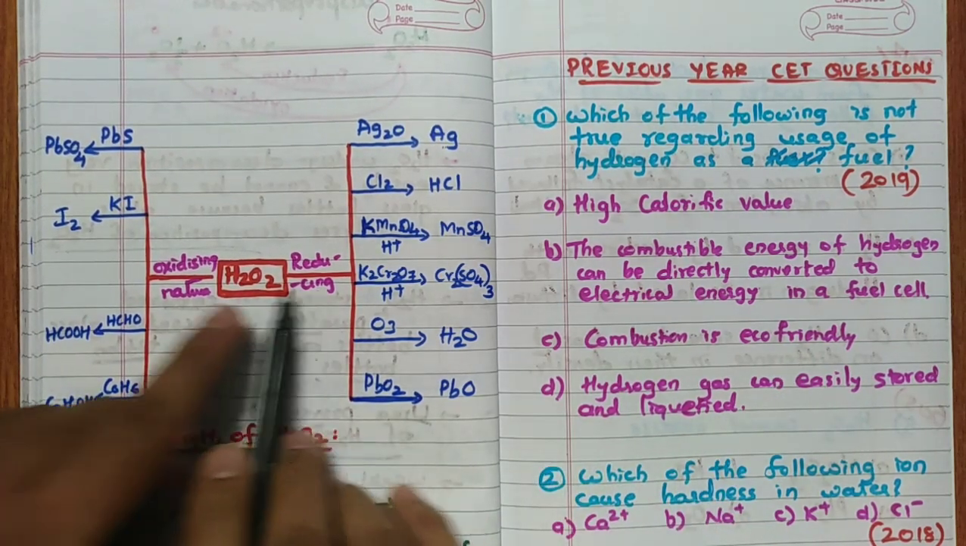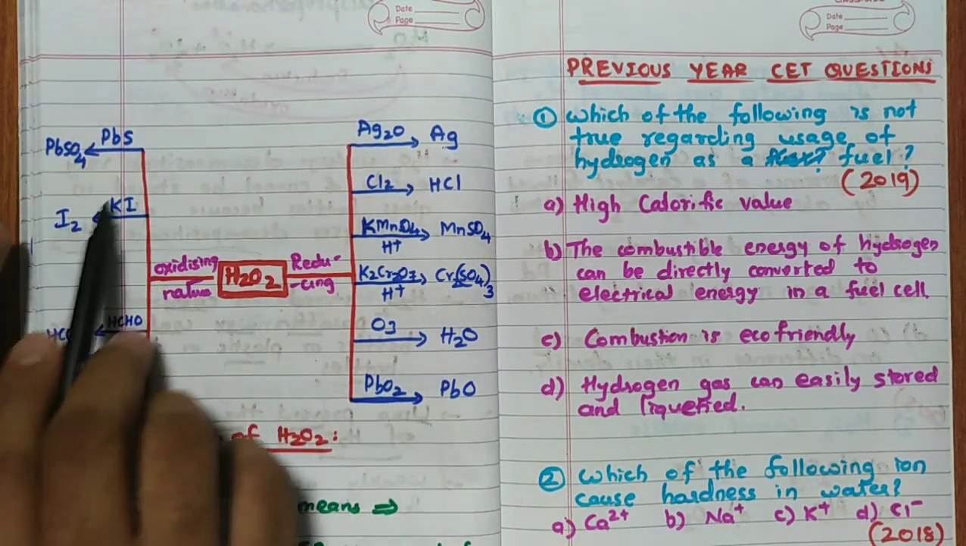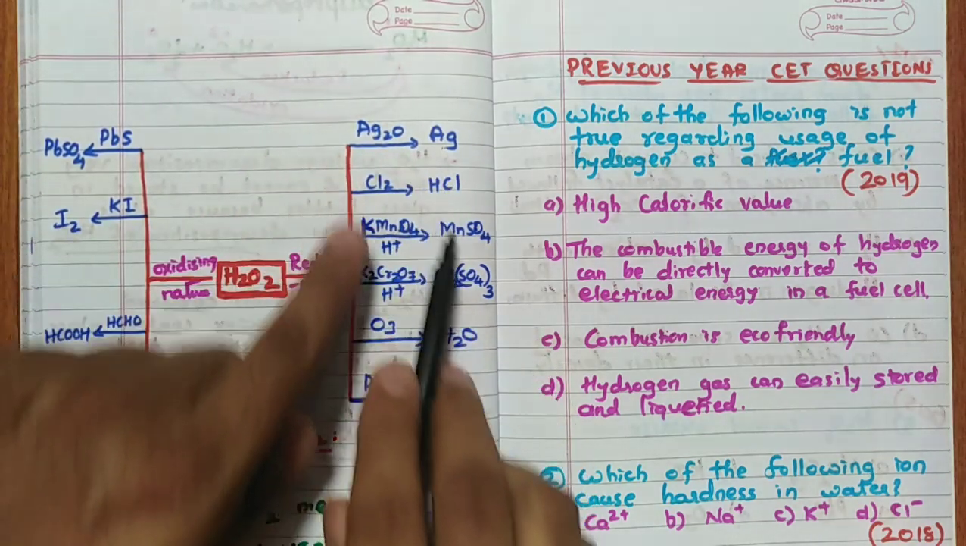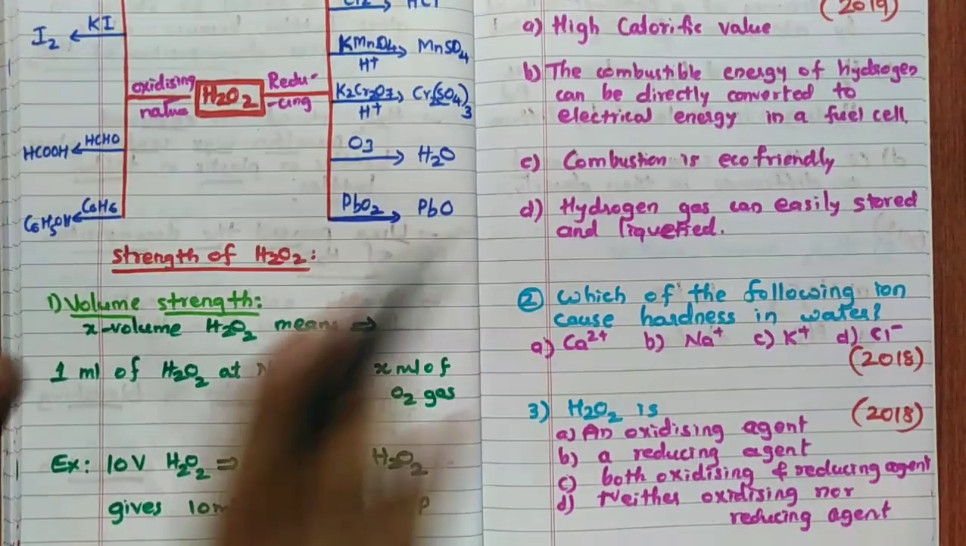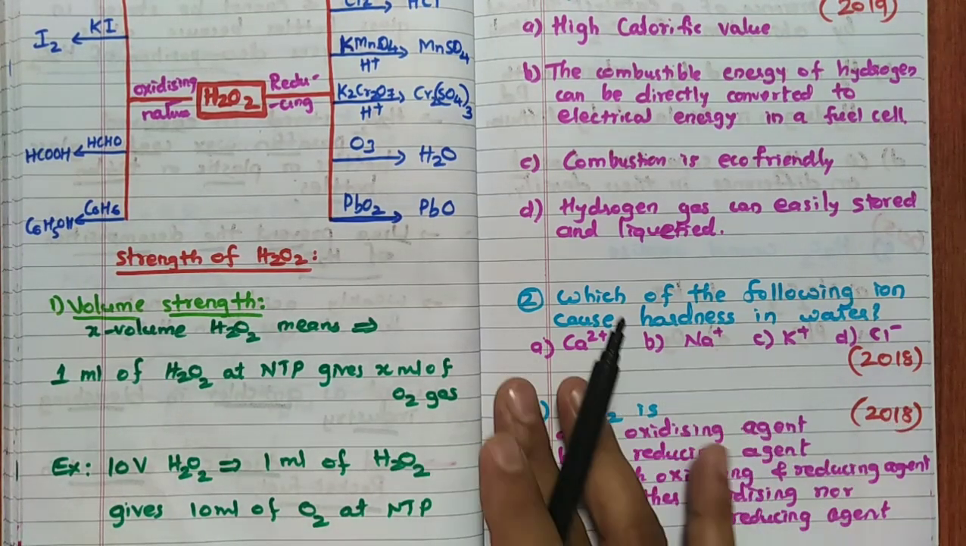Because it is acting as a reducing agent and an oxidizing agent, the oxidation number should increase in all these cases, and it should decrease in all these cases. So you can easily identify. Then the strength of H2O2. Numericals are not there for the CET exams, remember.